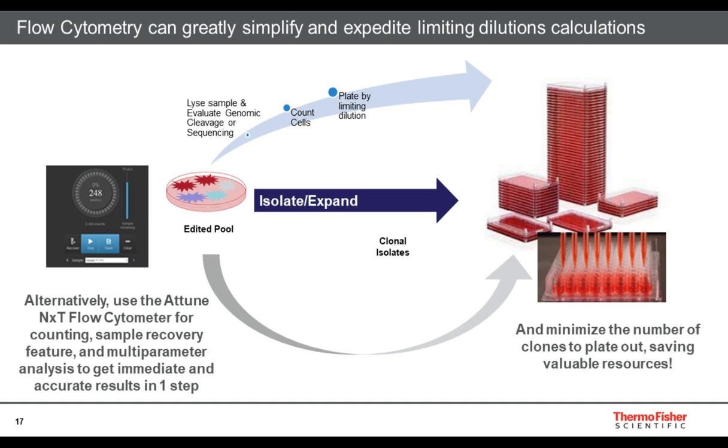Just along those same lines, flow cytometry can really simplify and expedite this limiting dilution calculation I talked about before. Your standard process would be to edit your cells, then lyse your sample and evaluate via genomic cleavage or sequencing, count your cells, and plate by limiting dilutions, right? As you can see, I have a big stack of plates there. That is pretty standard for one cell line, depending on the cells you're using, maybe 10 to 20 plates just to get one cell line, right?